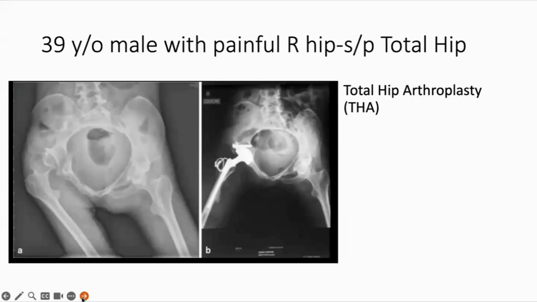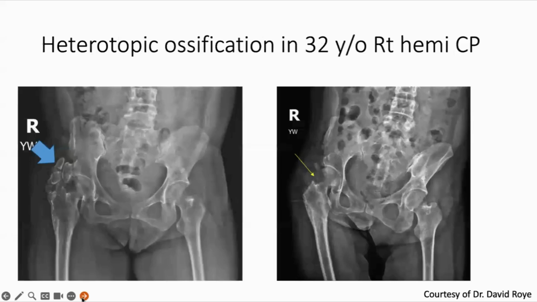This patient is a 39-year-old male with severe pain in his right hip, which doesn't allow him to sit in the wheelchair. On the x-ray on the left side, there is quite significant arthritis progression. You can see a bone-on-bone joint on the right hip, which required total hip arthroplasty. And then he was able to sit in the wheelchair without severe pain.